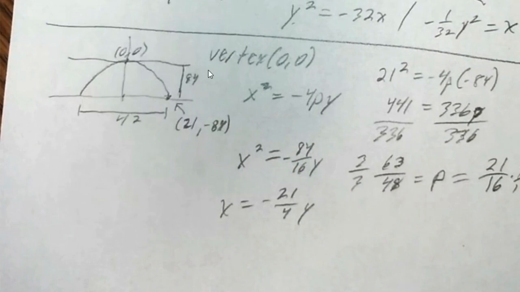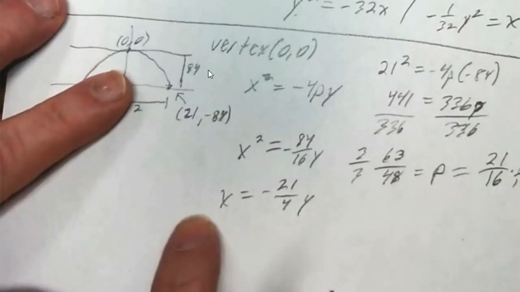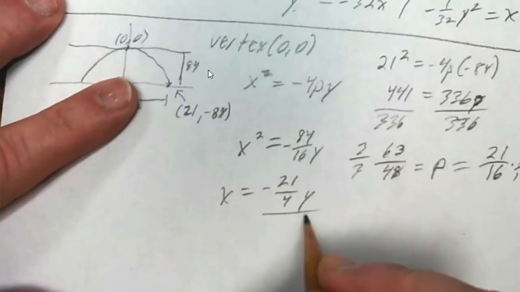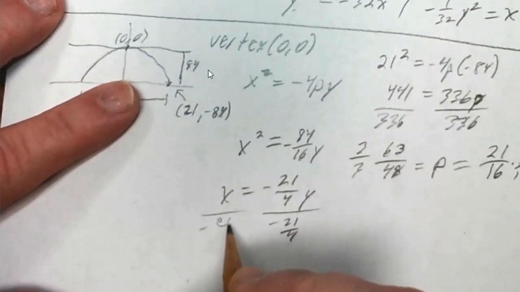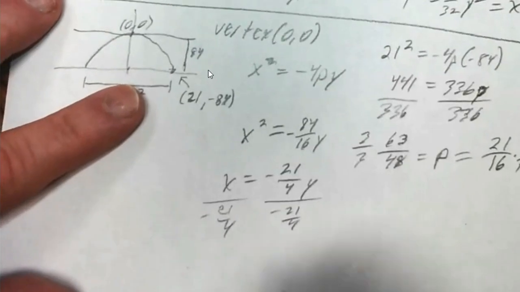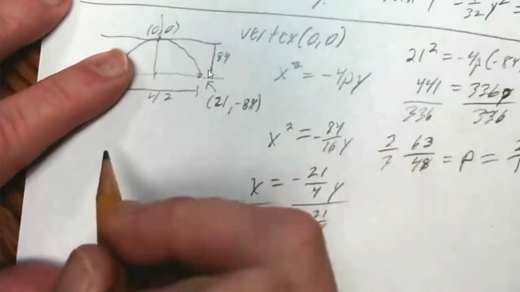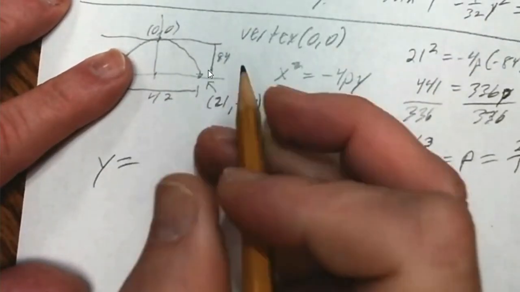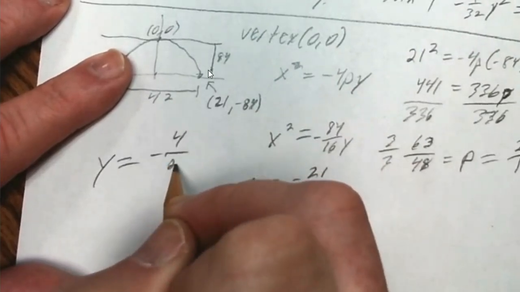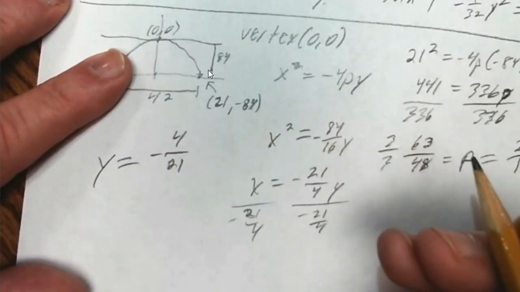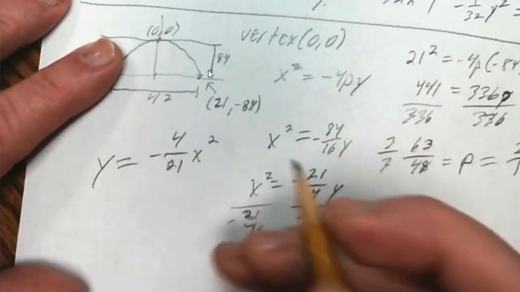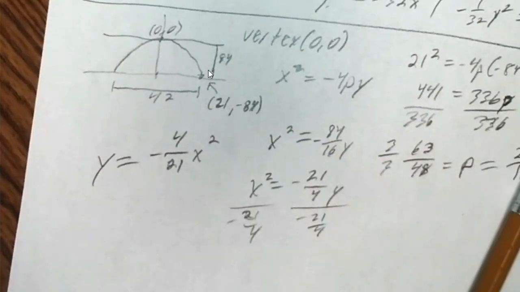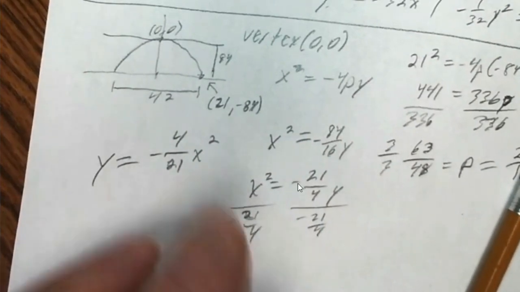Or as they've been doing to us on the other one, we would have to divide both sides by 21/4. When you divide by a fraction, you have to flip it. So this would actually end up y equals negative 4/21 x squared. The x is squared. Let's see if that looks right. Negative 4/21. When you divide by a fraction, you turn it upside down and multiply.